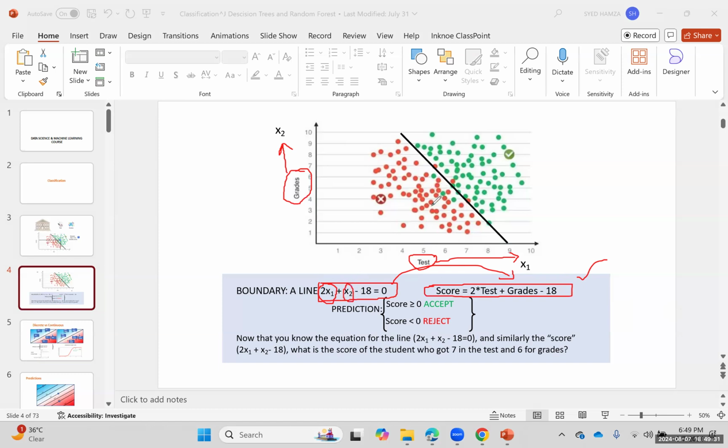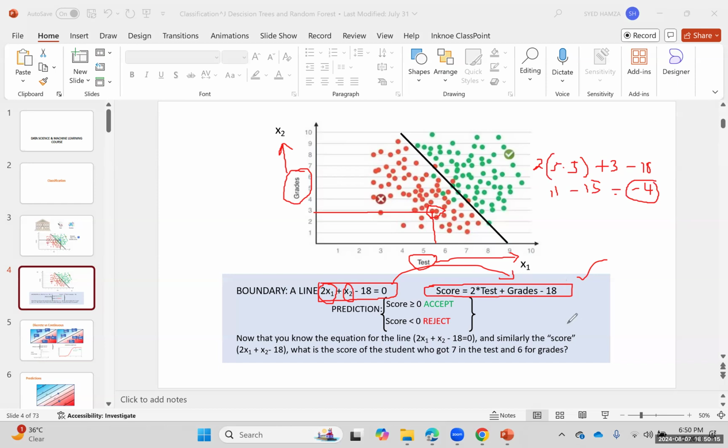Let's say you want to calculate this point's region probability. For example, 5.5 and 3. That would be 2 times 5.5 plus 3 minus 18. So the score for this point will be 11 plus 3 minus 18, which is minus 4. So for each data point, it calculates the score, or rank.